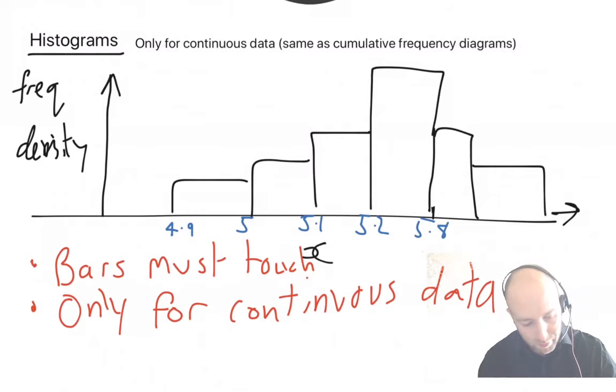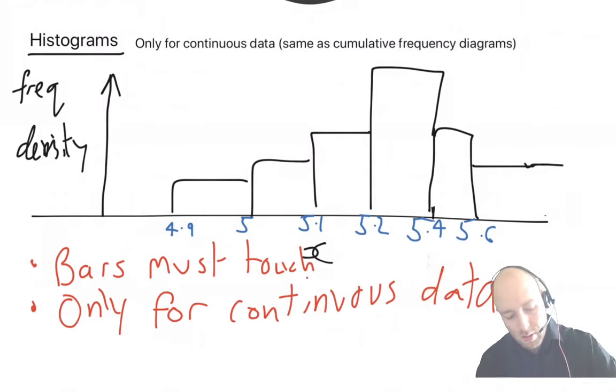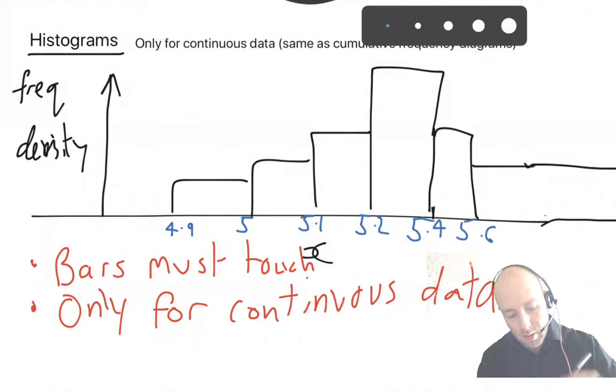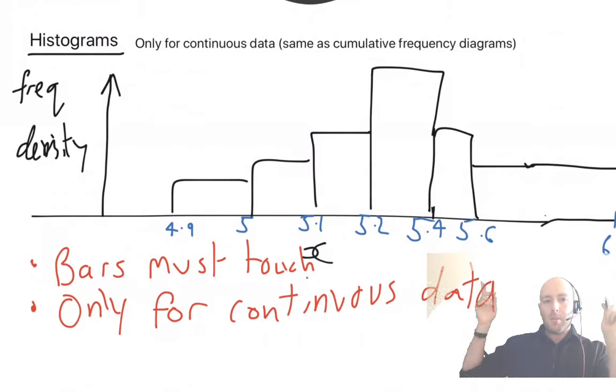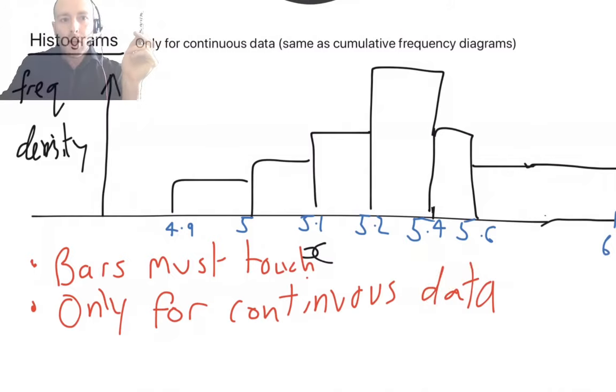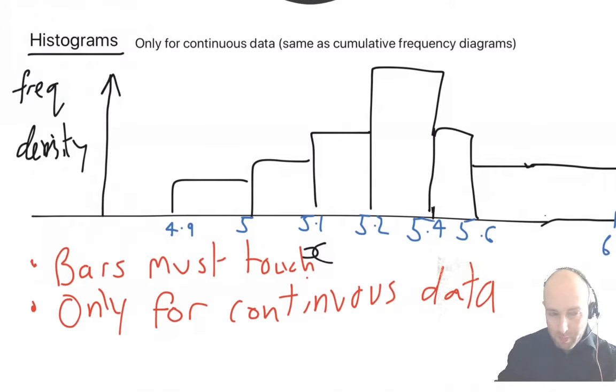So I'll call that 5.4, 5.6, and then let's make this last one a little bit longer, up to 6. Cool. So you don't need to have evenly spread bars, but we account for that with our frequency density, as you guys will see in a bit.